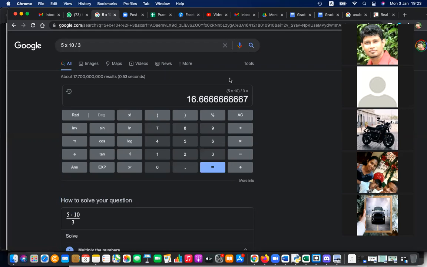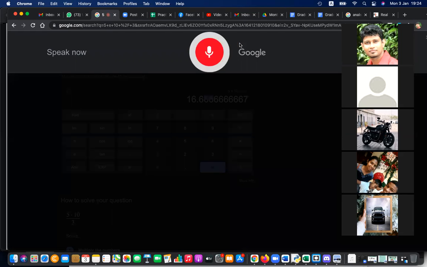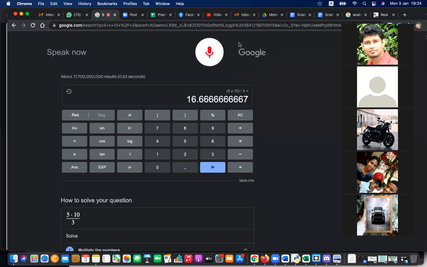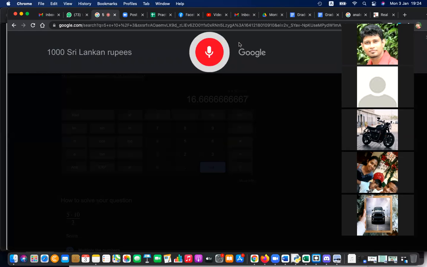So therefore, the computer is now not like the earlier days, it's more intelligent. It can perform calculations for us, can translate, can assist us. So various things. Even you can ask the currency rates and all. 1,000 rupees in dollars. I think it didn't understand that. 1,000 rupees in dollars. Sorry. 1,000 Sri Lankan rupees in dollars.